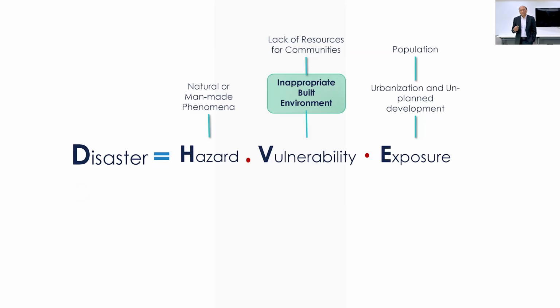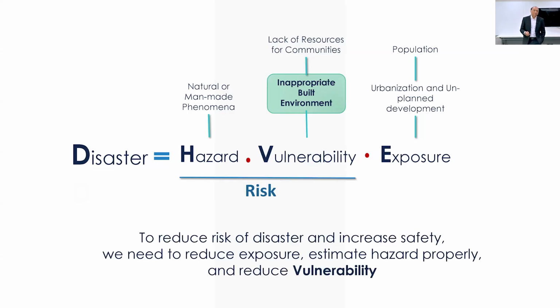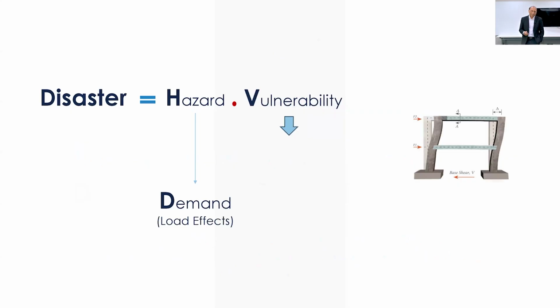So the intent of the design codes and the design is safety. Safety in terms of reducing the vulnerability, and in turn it is going to reduce the risk of disaster. So if we want to reduce the risk of disaster, the one thing that we can do is to make the structures less vulnerable, or more safe, or high performance. And that's what we are talking about.